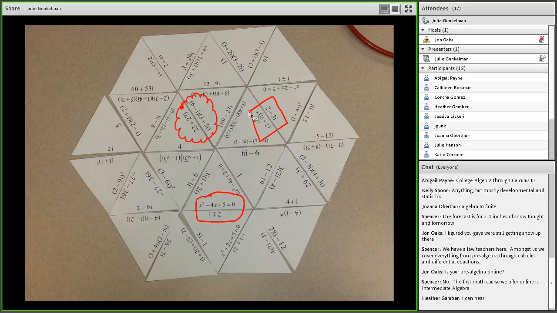And so this activity has been very useful in my college algebra class to review some of these things and talk about how things are the same, different, etc.